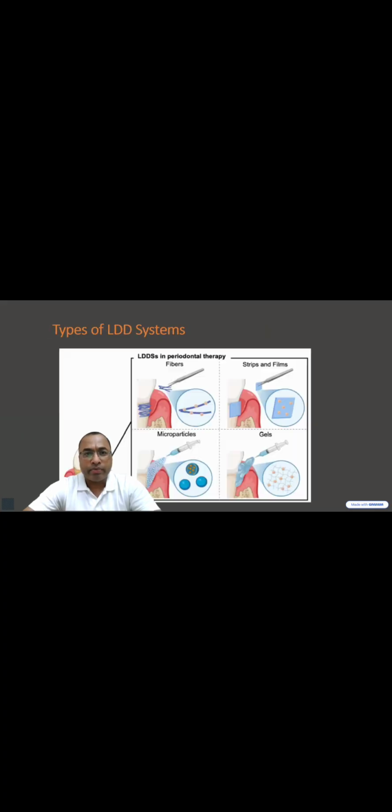There are different types of local drug delivery systems or LDDs. You can classify them in various forms. One form is in the form of fibers, strips, films, microparticles, and gels. It can be available in all these forms, or you can classify them based on release characteristics like sustained or controlled release or fast release. Also, based on biodegradability, they can be classified into non-resorbable and resorbable ones.